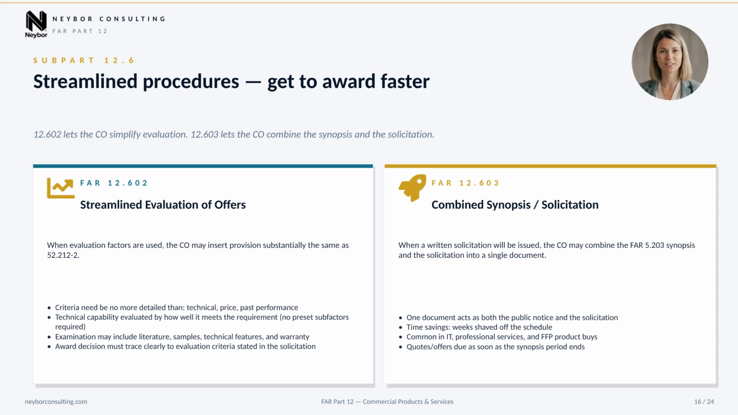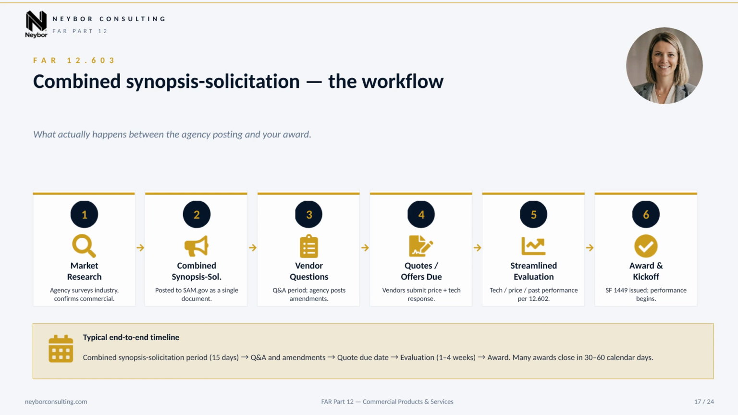As a contractor, when you see a combined synopsis solicitation hit sam.gov, the clock is short. You need to be ready to respond in days, not weeks. Let's walk the workflow end to end. Step 1, market research. The agency surveys industry through sam.gov sources sought, RFIs, and industry days, and confirms that commercial offerings exist to meet the need.